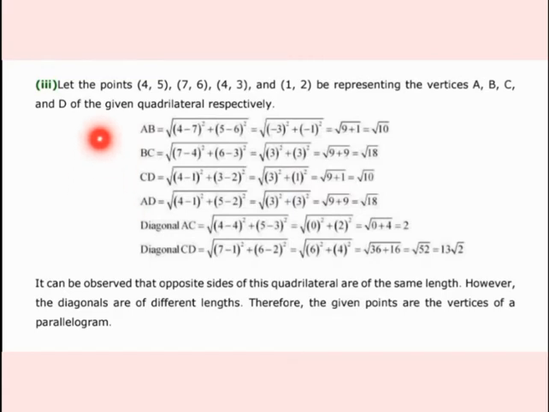You will see that AB and CD are equal, means opposite sides of the quadrilateral are equal. Now we will check the diagonals. Diagonals AC means first and third point, and BD means second and fourth point. After calculating the length of diagonals, we will see that diagonals are different. So this is the property of a parallelogram. We know in a parallelogram opposite sides are equal and diagonals are not equal.